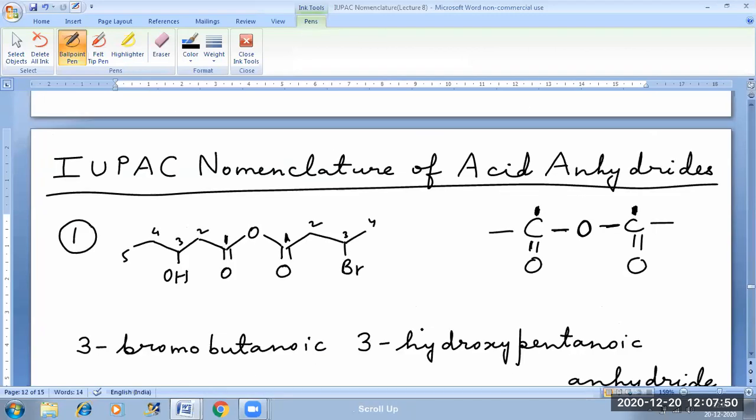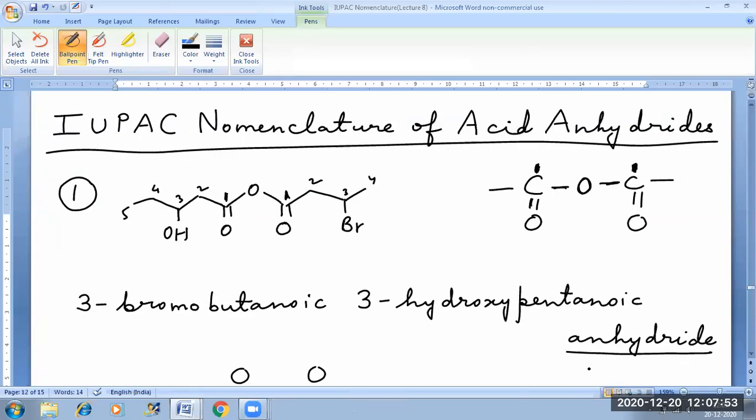And then I write anhydride at the end. So the suffix is anhydride. There is a space here after pentanoic, and after the space I have written anhydride. B comes before H alphabetically, so alphabetical order has been followed. First I wrote 3-bromo and then 3-hydroxy. So 3-bromo butanoic, 3-hydroxy pentanoic, anhydride. This is the complete name of the first compound.